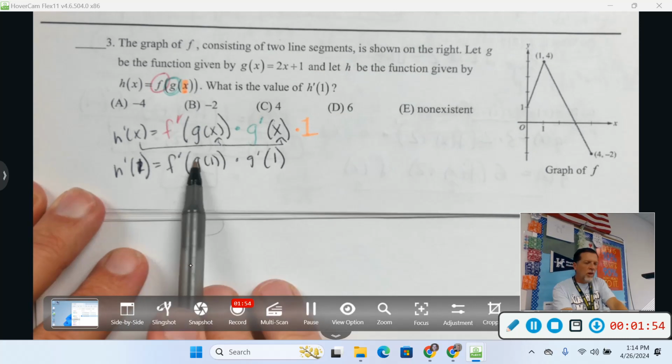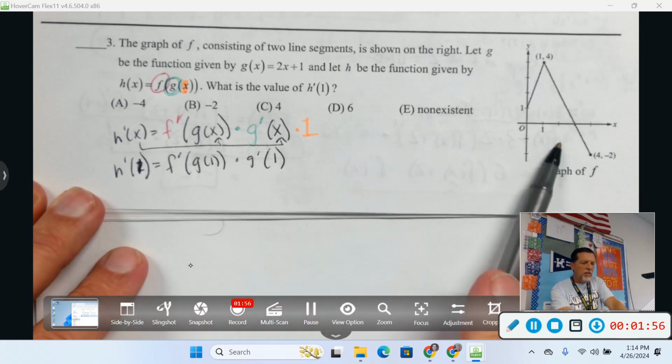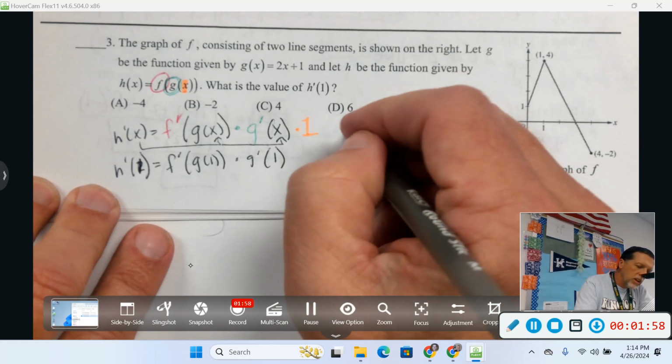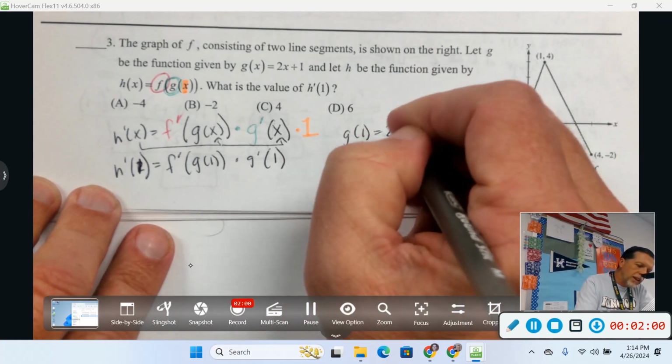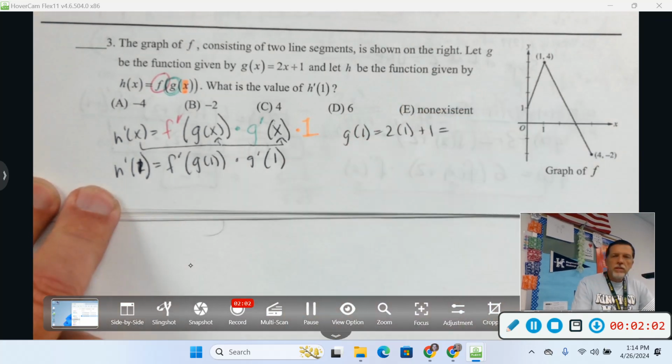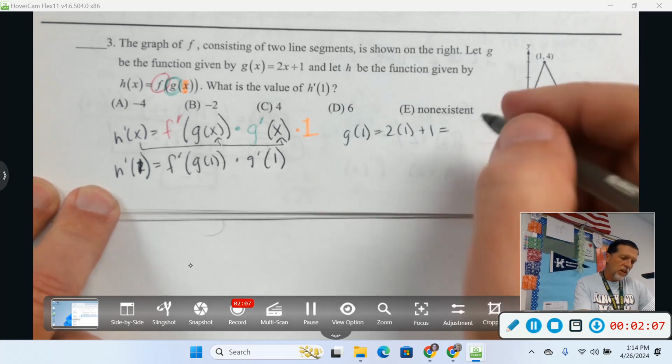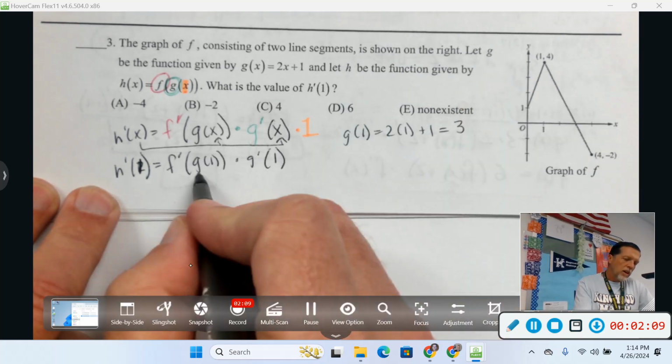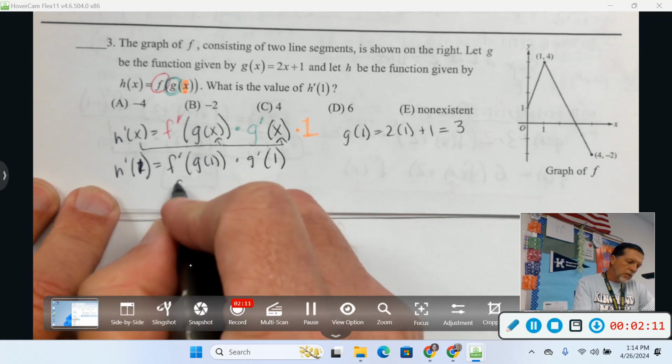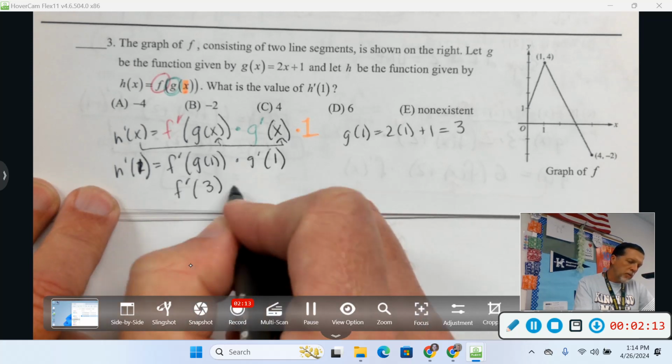So g of 1, let's see, my picture is f, but I've got an equation with g. So I can figure out what g of 1 is. Plug in 1 for x in g. 2 plus 1 is 3. So g of 1 is 3, so now I need f prime of 3.